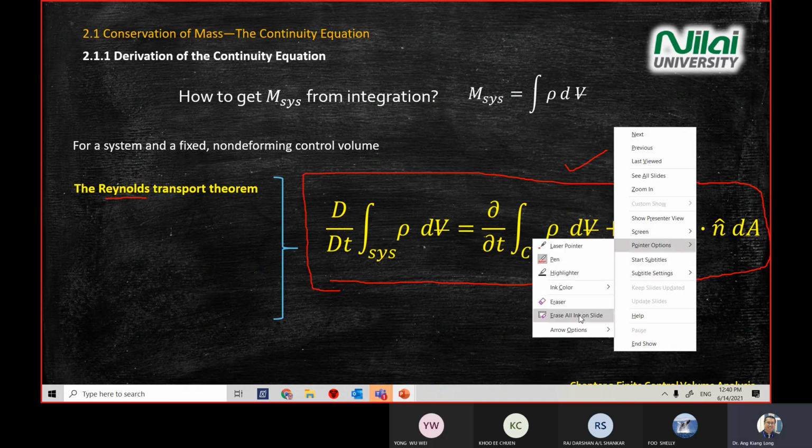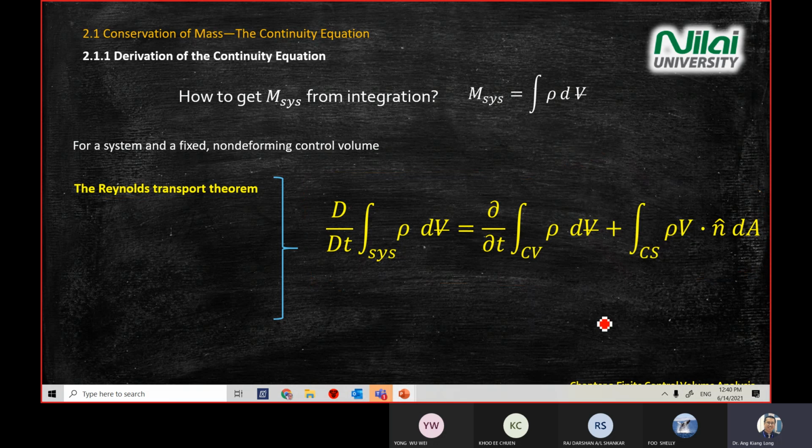So today your homework is to memorize this equation. The previous one you just recalled from what you learned in physics, but from this module, today I want you to memorize this equation: d over dt of the integral over the system of rho dv.